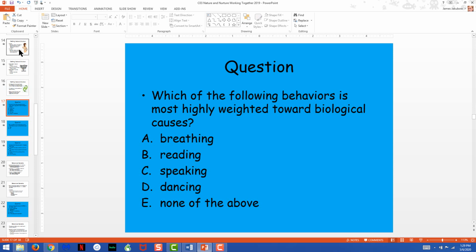The first one, which of the following behaviors is most highly weighted toward biological causes? Now, you could make an argument for any one of them, but which is most highly weighted toward biology? And the answer would be A, breathing. Why? Because breathing is something that has to happen. You could not survive without breathing or obtaining oxygen. You could live your whole life without reading, speaking, or dancing, but breathing would be highly weighted toward biology.